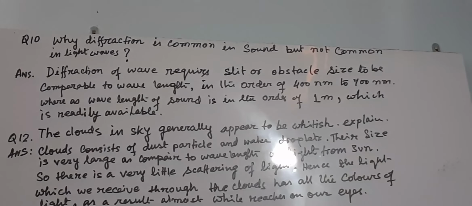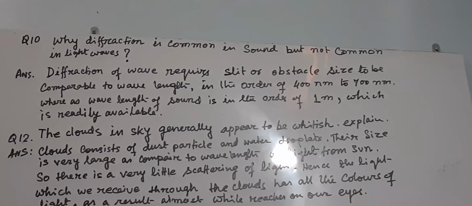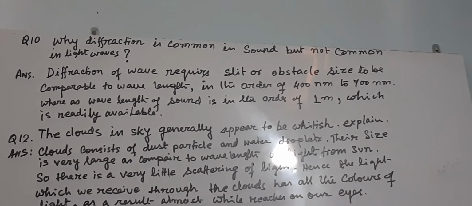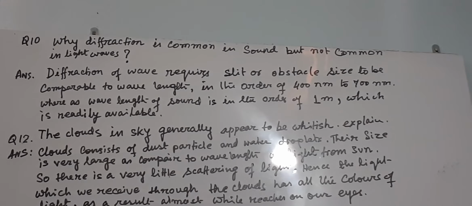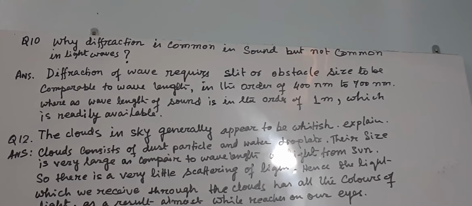Let us come to the next question. Why is diffraction common in sound but not common in light waves? Answer. Diffraction of a wave requires the slit or obstacle size to be comparable to the wavelength, for light in the order of 400 nanometer to 700 nanometer, whereas the wavelength of sound is in the order of 1 meter, which is readily available. So diffraction will be much more for sound waves.